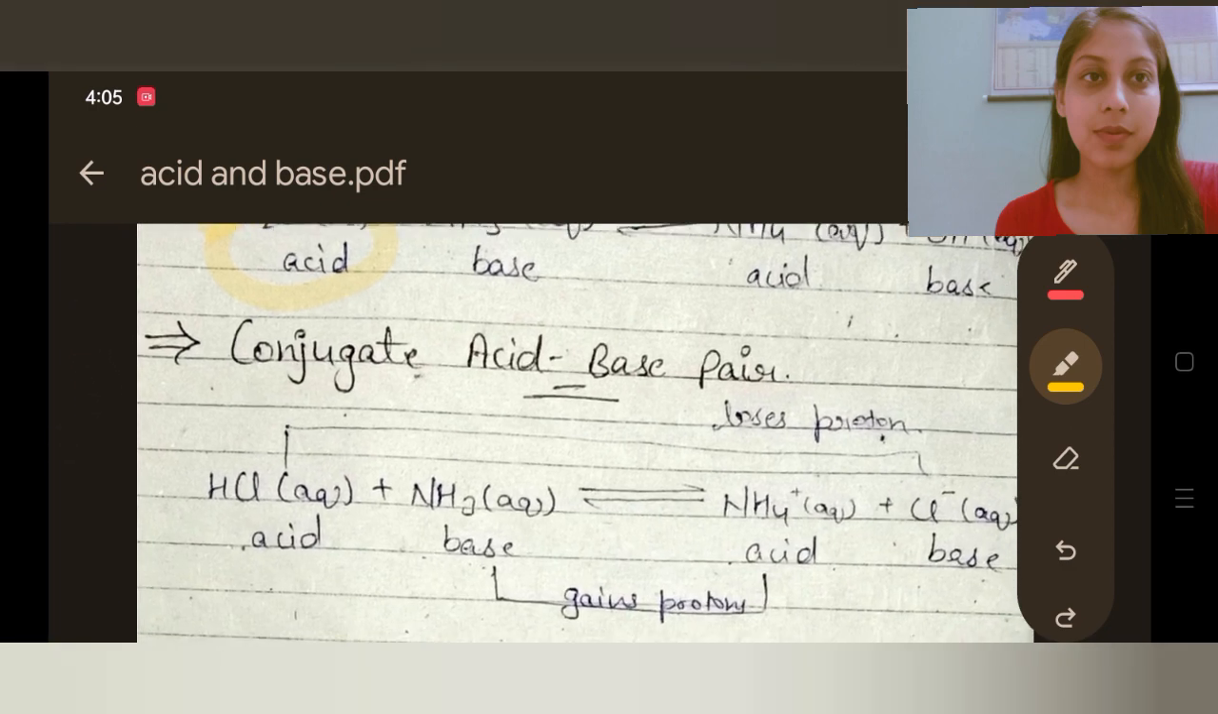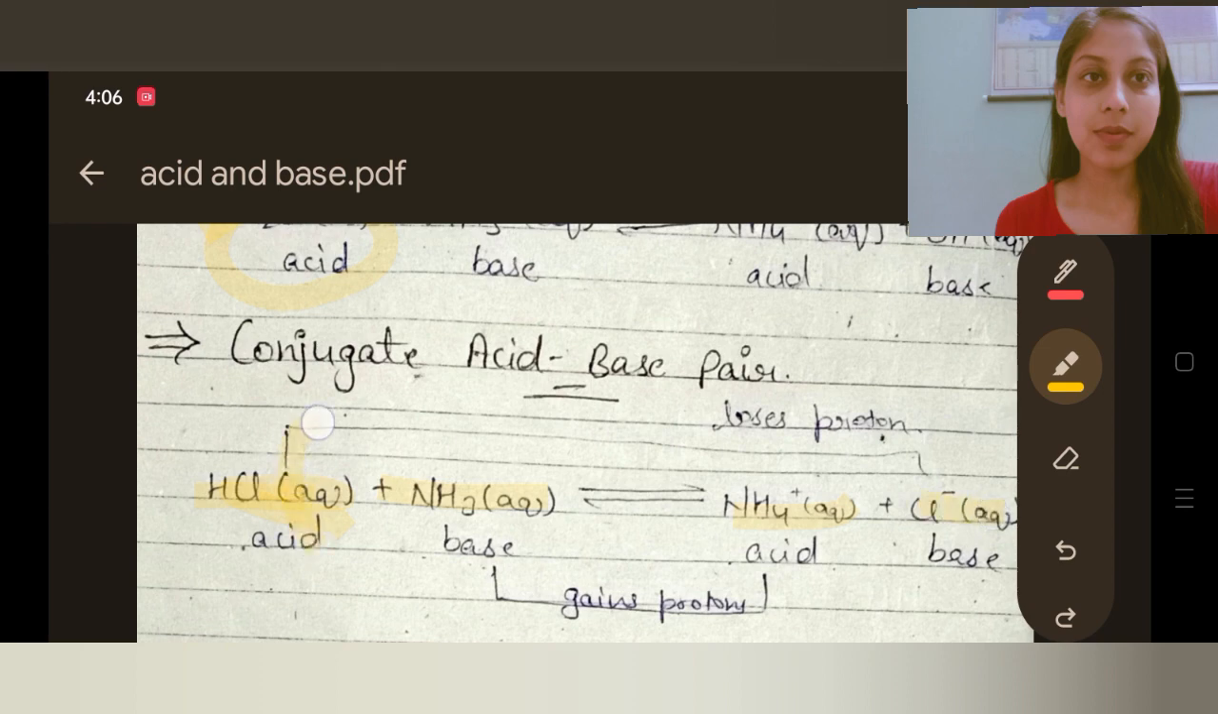Now, the next topic is conjugate acid-base pair. HCl reacts with NH3 and gives NH4+ and Cl- ions.